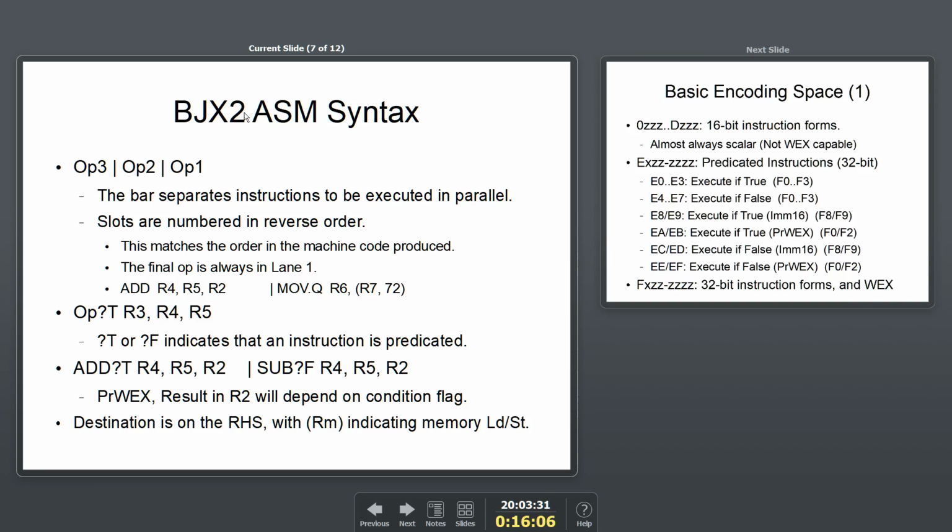The assembler syntax is noted, consisting of multiple instructions, potentially with bars stuck between them, which indicate which instructions are executed in parallel. So the bar separates instructions to be executed in parallel, and the slots are numbered in reverse order.